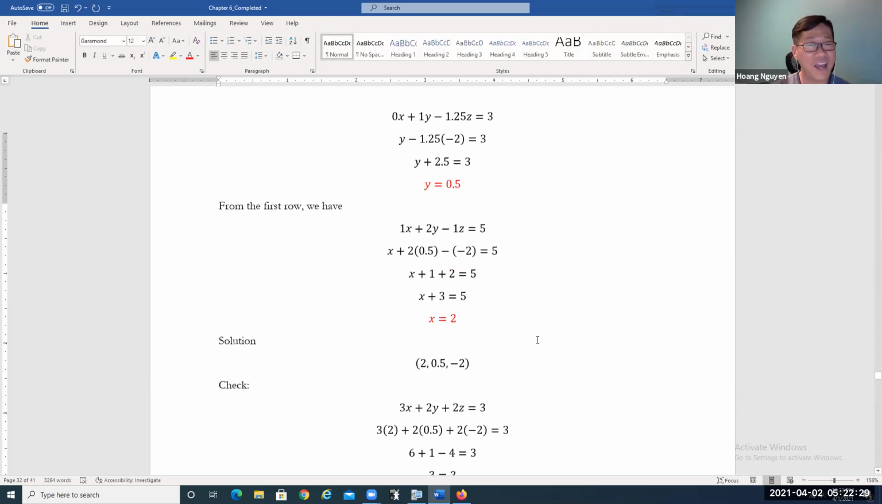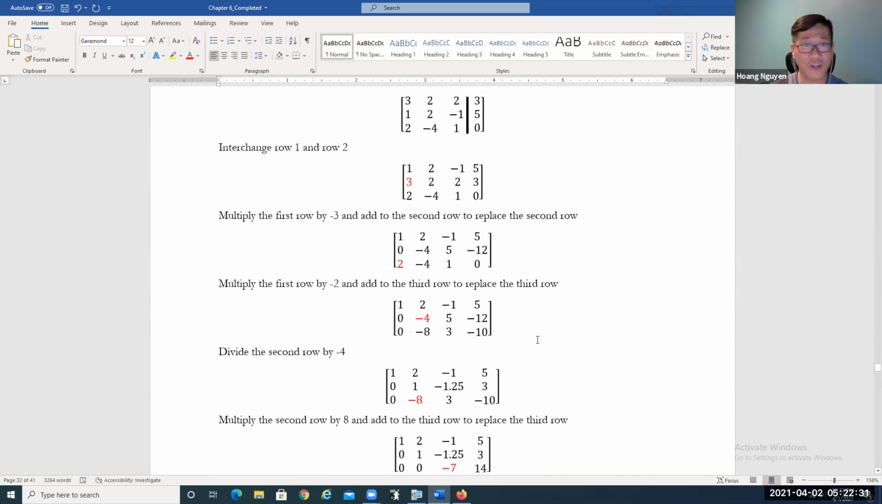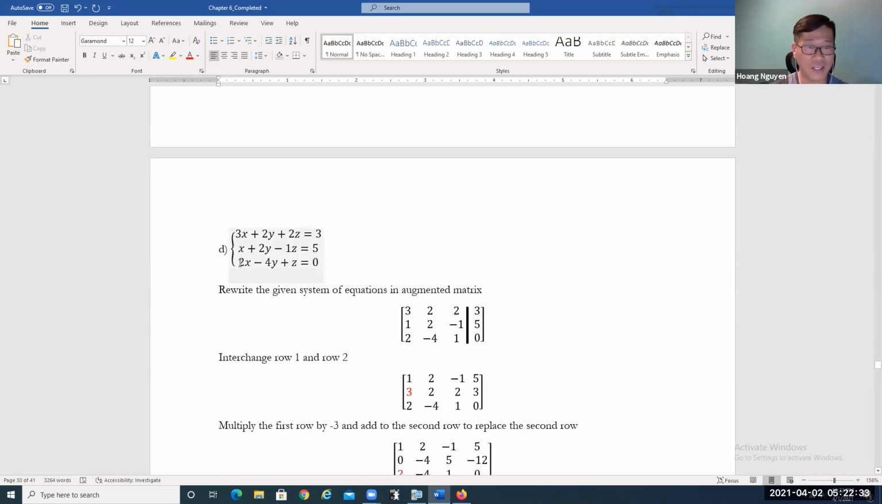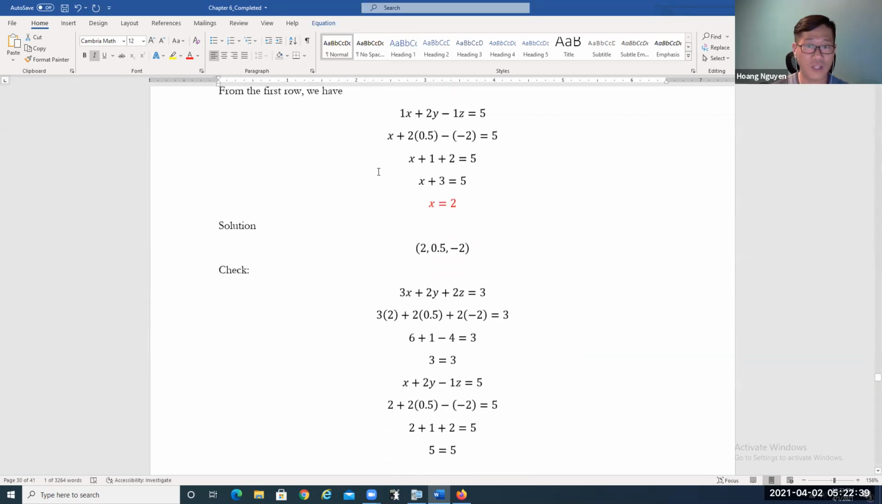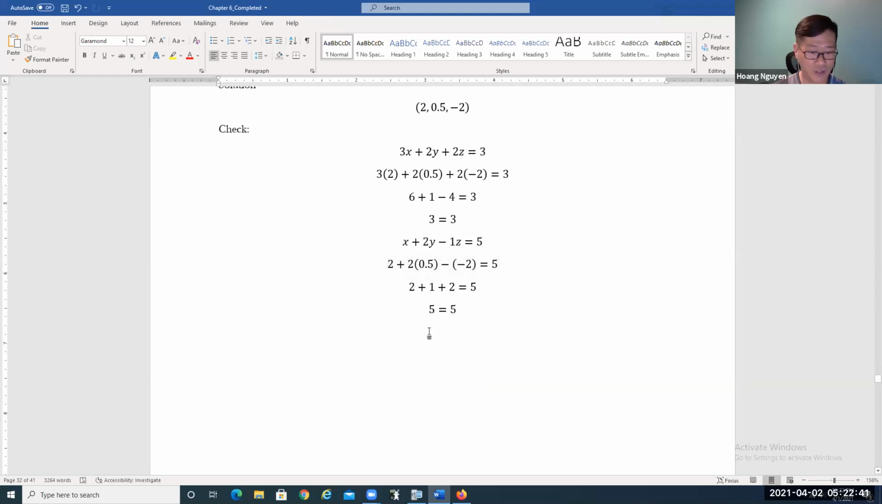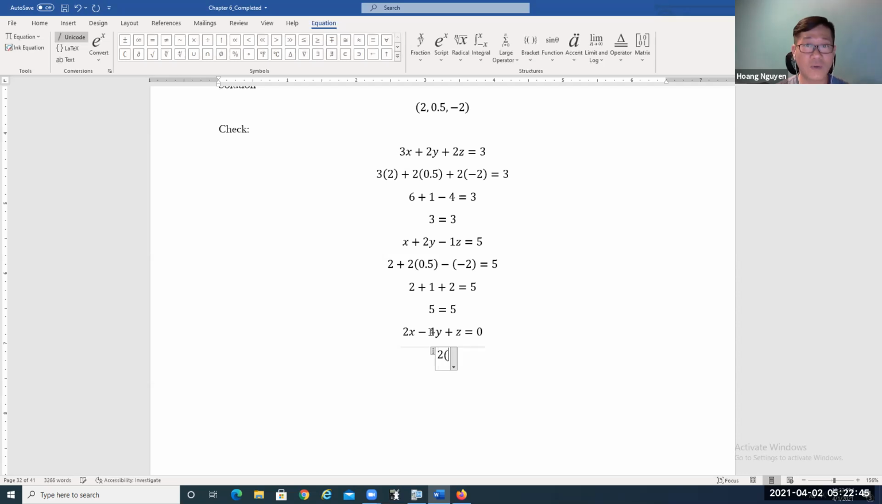Almost there, right? How about the third one? If it's true for the third one, then everything's good. We'll copy the third equation and we're going to check it. Okay, let's see if it's true for the third equation. So this is the third equation. I will substitute x by 2, minus 4 times y, and y is equal to 0.5, and then plus z, and z is -2. That's going to be 0.